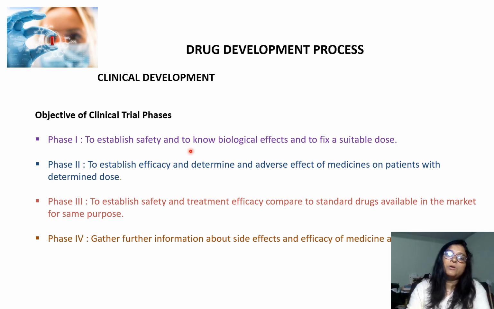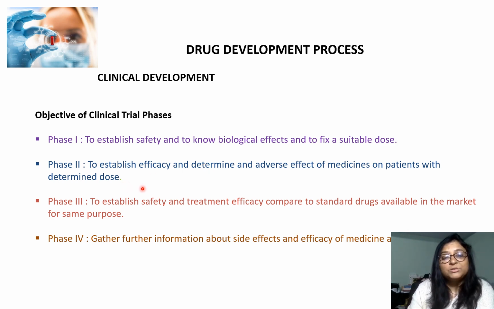If we talk about phase 1, it is basically to establish safety and biological effects and fix a suitable dose. What dose should be given to humans is fixed only in phase 1. Also in phase 1, they check whether there are any severe side effects or not. So this is the objective of phase 1.